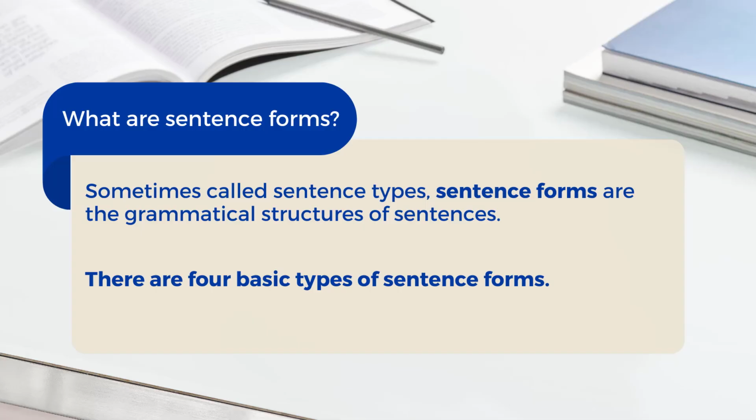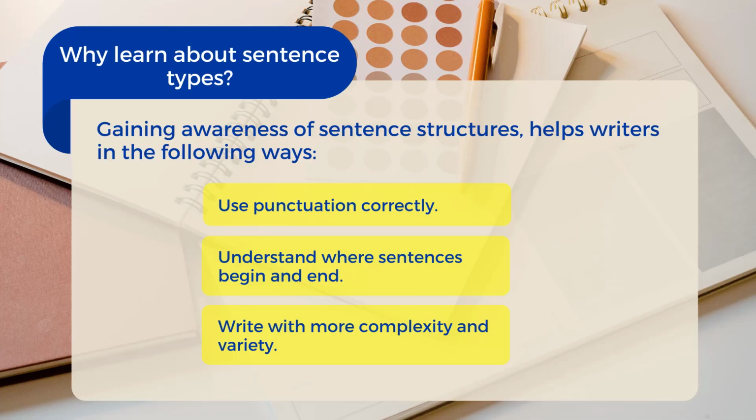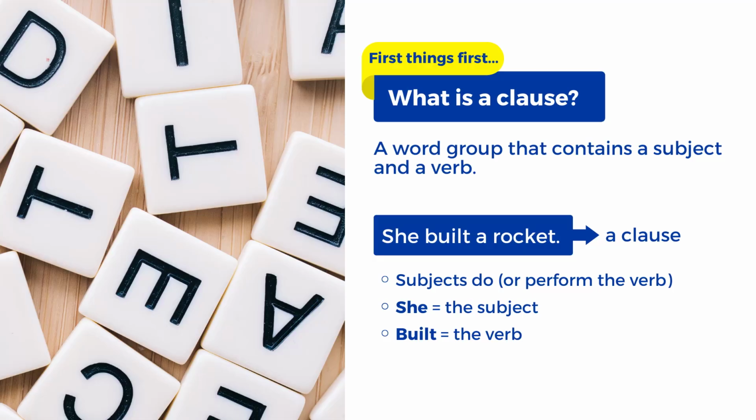So first off, what are sentence forms? Well, sometimes these are called sentence types. I like the word form because it's about the structure. And there are four basic types of sentence forms we're going to look at. First, we need to understand why we're learning about this. Well, it helps us with punctuation, and it helps us know sentence boundaries, and it helps us write with more complexity and variety.